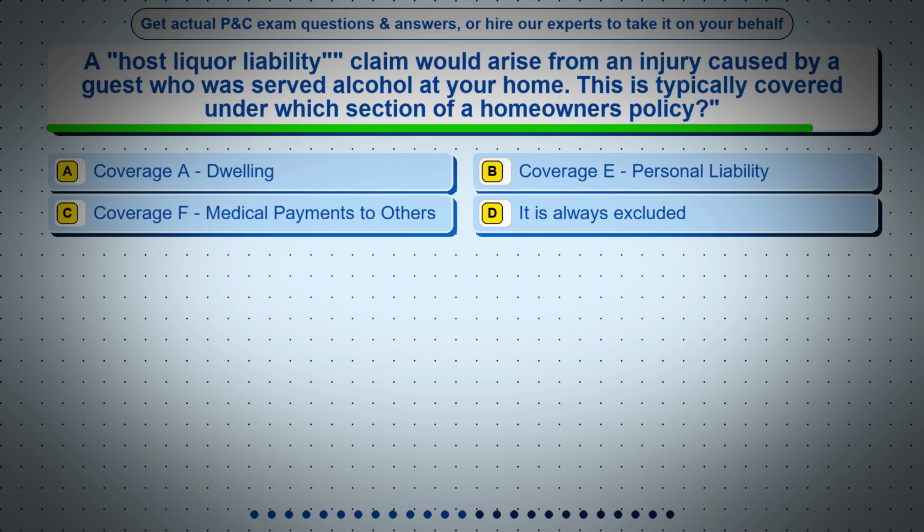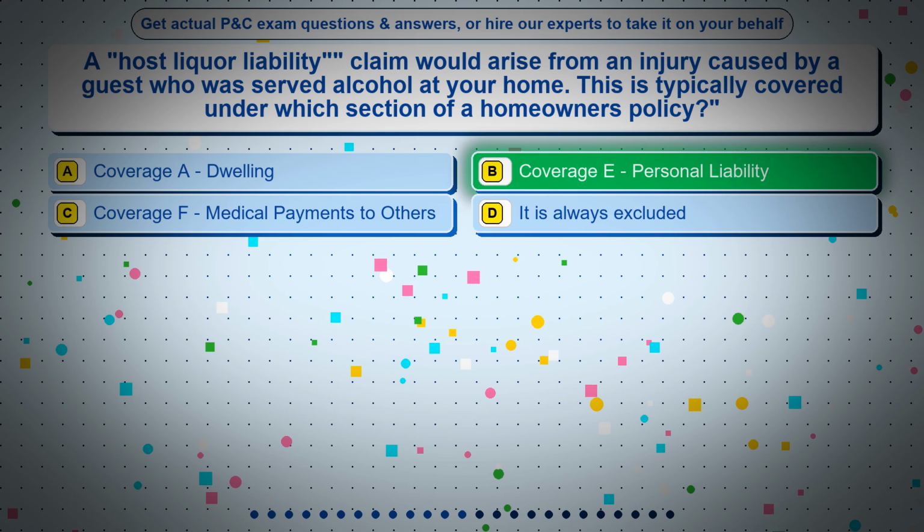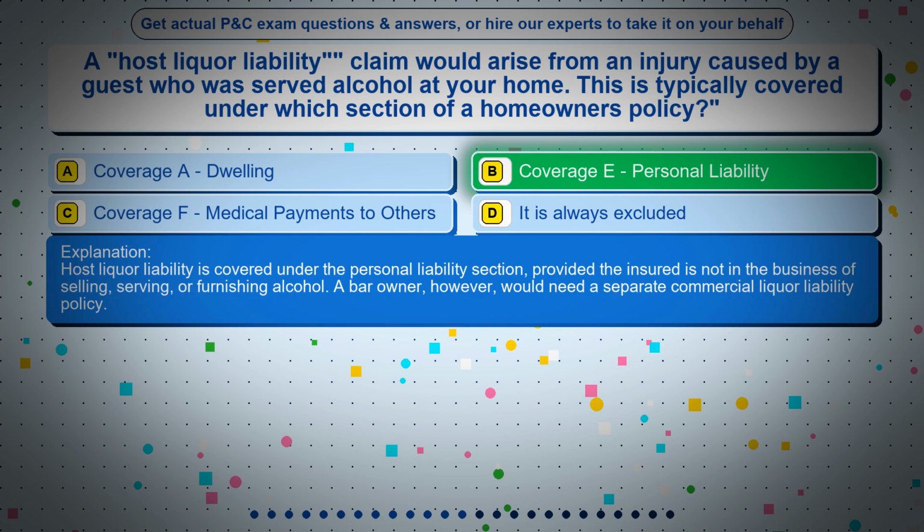Question 13. A host liquor liability claim would arise from an injury caused by a guest who was served alcohol at your home. This is typically covered under which section of a homeowner's policy? Option A. Coverage A, dwelling. Option B. Coverage E, personal liability. Option C. Coverage F, medical payments to others. Option D. It is always excluded. The correct answer is option B. Coverage E, personal liability. Host liquor liability is covered under the personal liability section, provided the insured is not in the business of selling, serving, or furnishing alcohol. A bar owner, however, would need a separate commercial liquor liability policy.